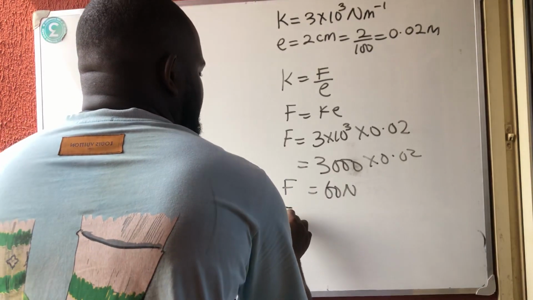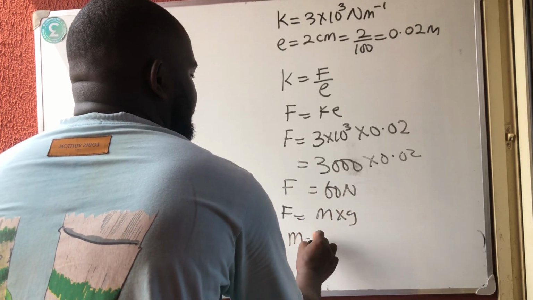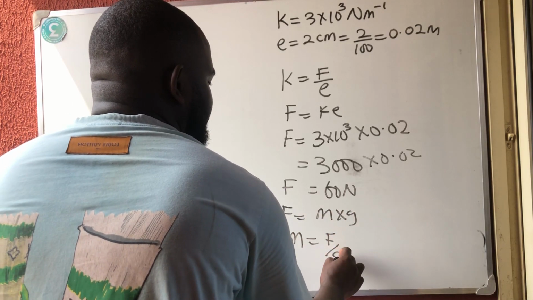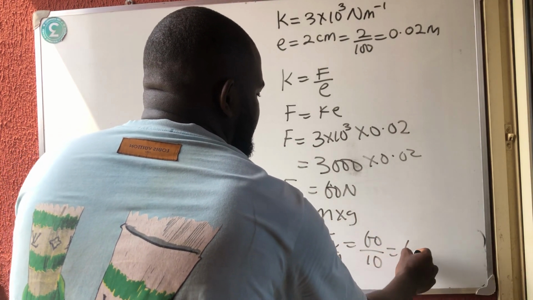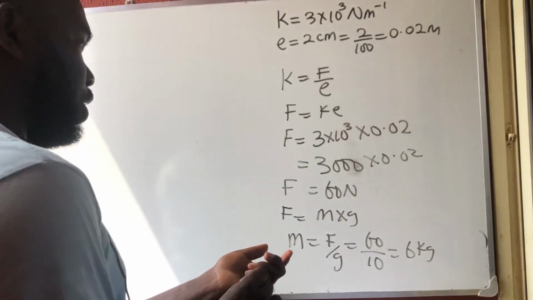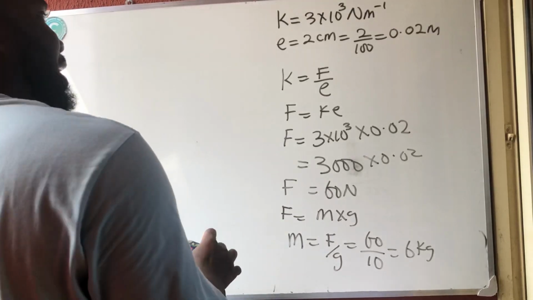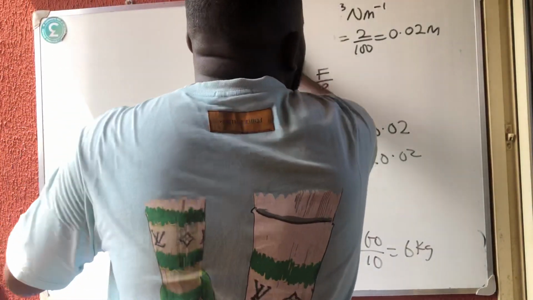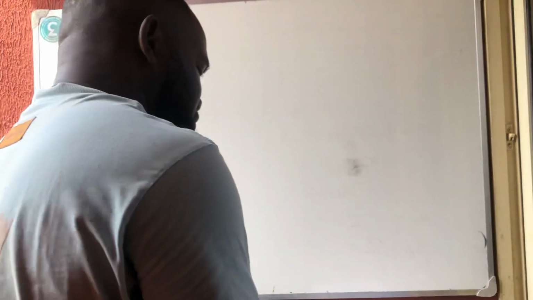This is the force or the weight. But we know that force is equal to Mg. So the M I'm looking for will now be the force over g, which is 60 divided by 10, which is 6 kilogram. This is the mass of that object. So please write the question down before you solve, okay?